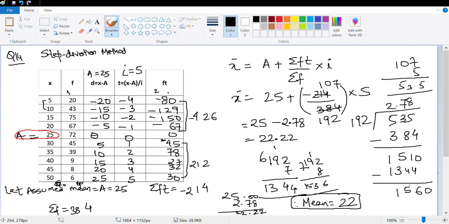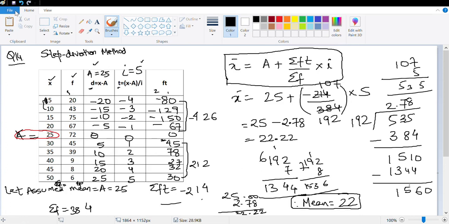So let's revise the step deviation method. You calculate x, you calculate f, then you take an assumed mean, and then you do x minus a. This gives you the deviation. Then you divide it by the biggest number which will divide all these. In this case, the easiest way is to look at the difference between each data point, which was 5. So that gives you t, and then you multiply f with t, and you get summation ft, and then the formula is mean is equal to assumed mean plus summation ft upon summation f into i.